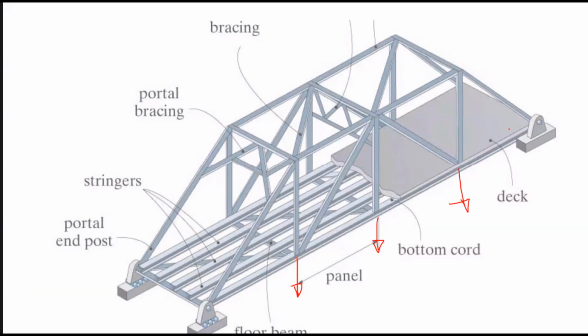So what happens? This truss is subjected to vertical loads. And where is my cursor? Oh, okay. So this is subjected to vertical loads, so this member will be under tension.